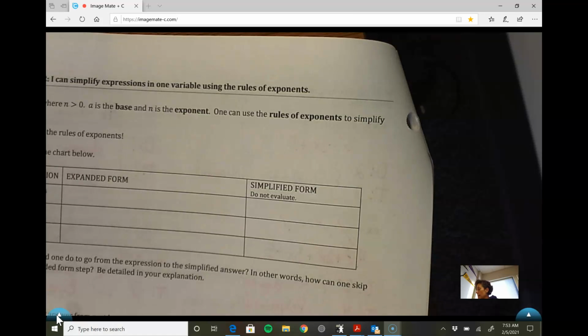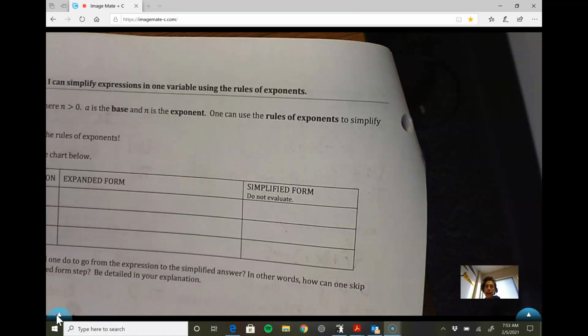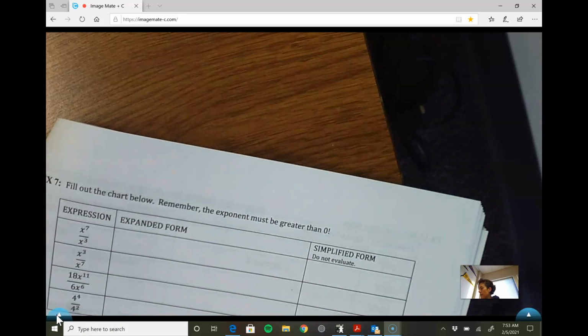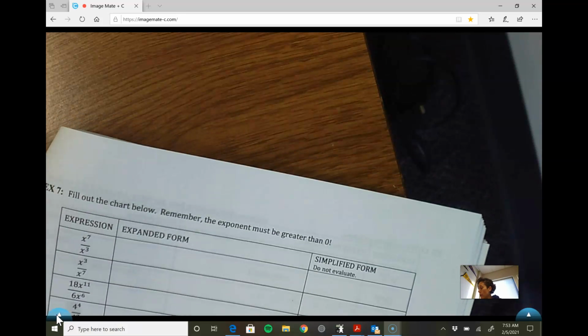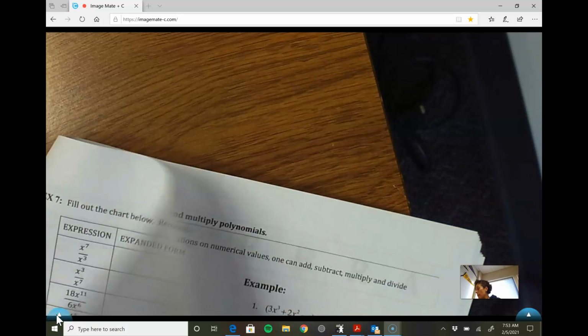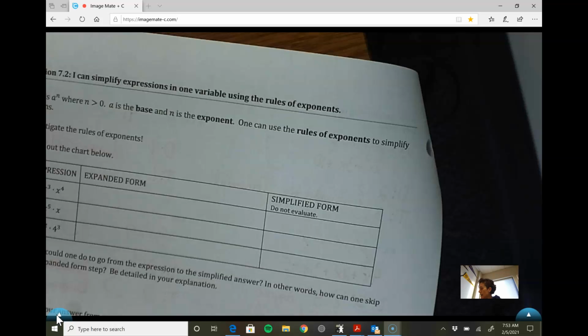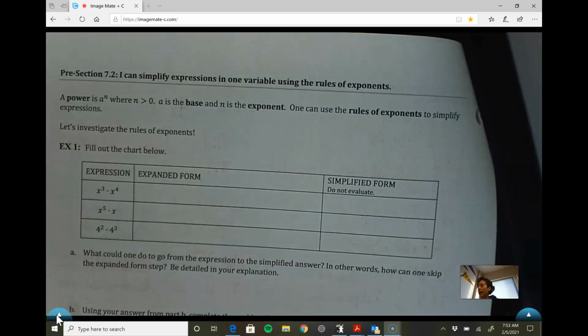Some of the things that we're going to talk about today are just some basic exponent rules that you did learn in middle school. And there's three of them that are pretty important. And hopefully we are covering all of those exponent rules. So let's go ahead and get started. Again, page 22 in the skinny packet.